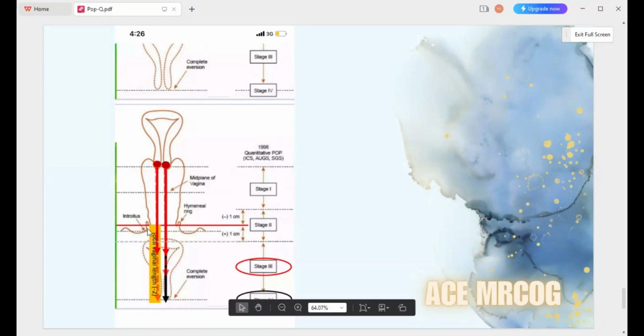Now stage 4 means that total vaginal length -2, which means that if the total vaginal length is 10 and at least 8 centimeters is prolapsed, this means it is stage 4. It can be +8, it can be +9, it can be +10. So all of them come in procidentia.